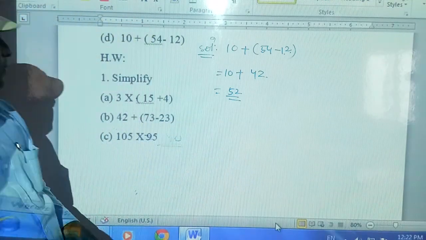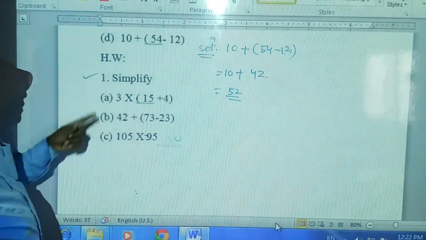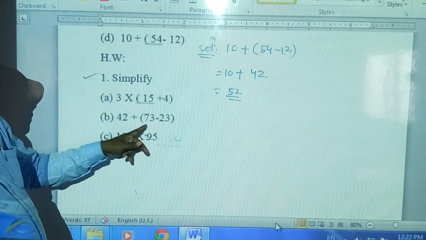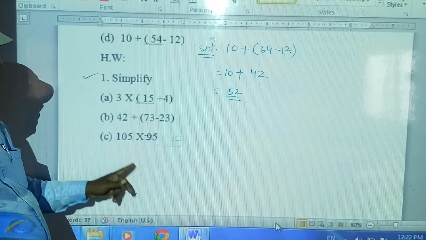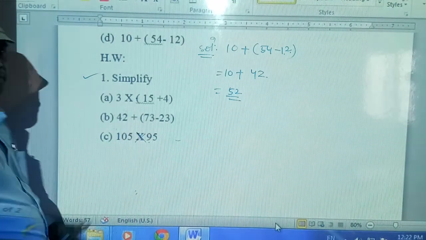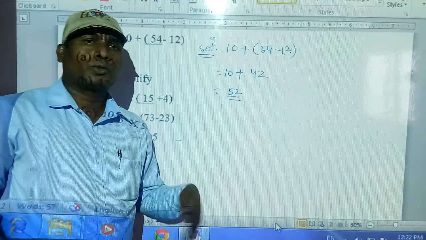Okay, in the same way you should do this homework. Simplify 3 into 15 plus 4, 42 plus 73 of 73 minus 23, and 105 plus into 95. This is your homework, do it at home.